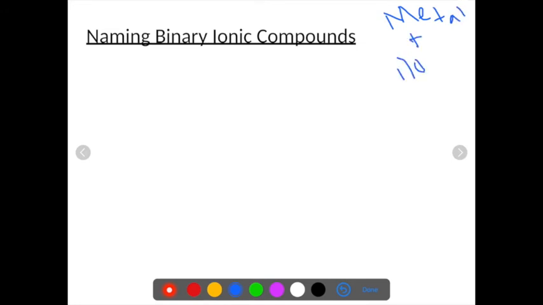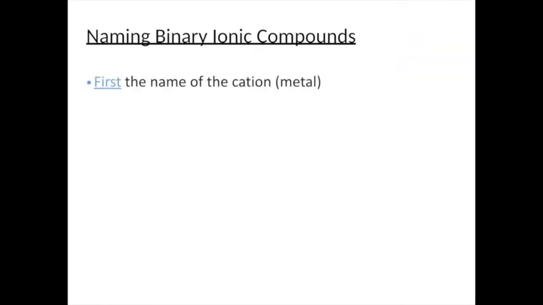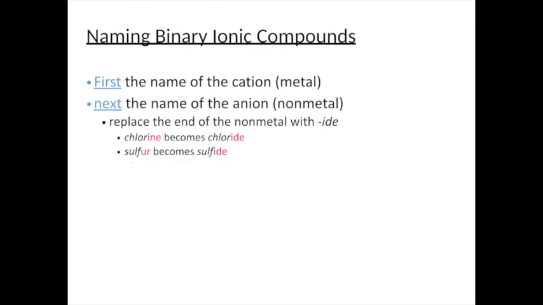and a non-metal. First we're going to name the metal, the cation. I'm not going to do anything special here. You just name what the metal is. Then we name the non-metal, the anion, but we're going to put an -ide ending on the non-metal. Kind of like what we were doing with the covalent compounds with the -ide for the second one.